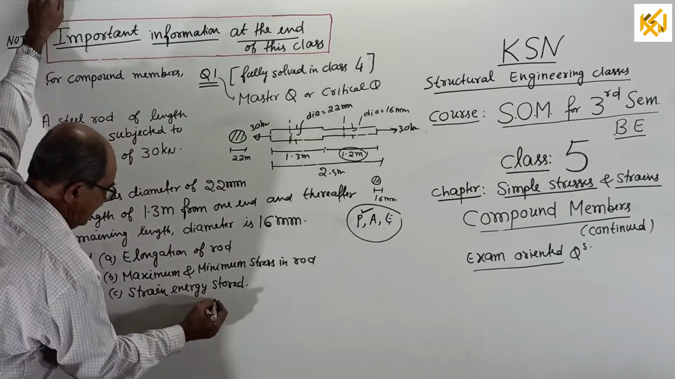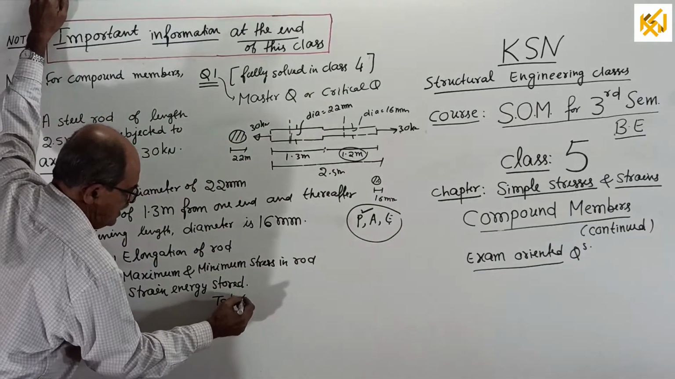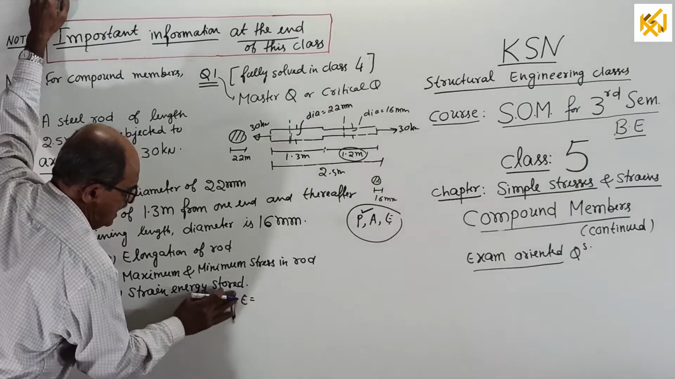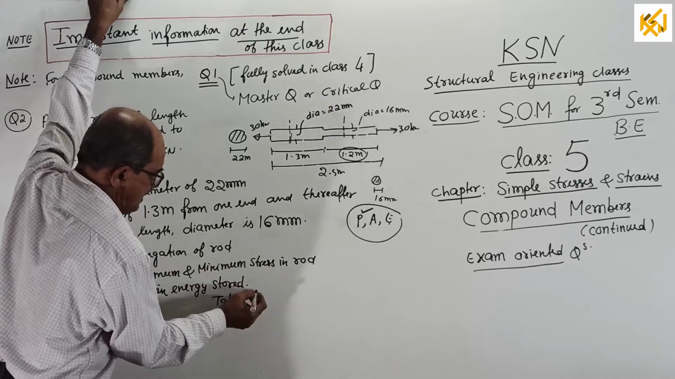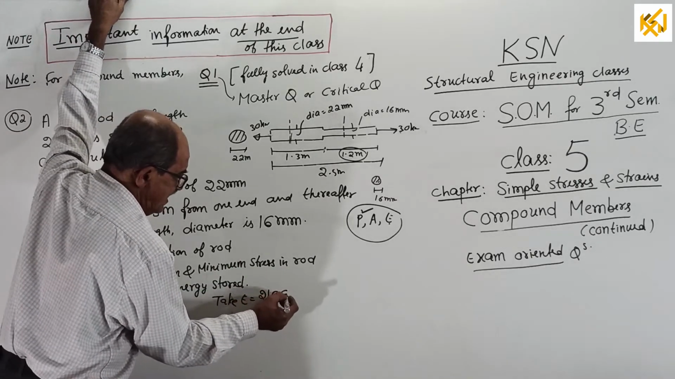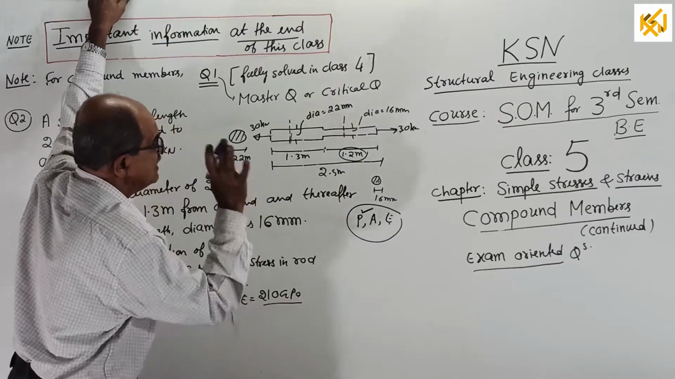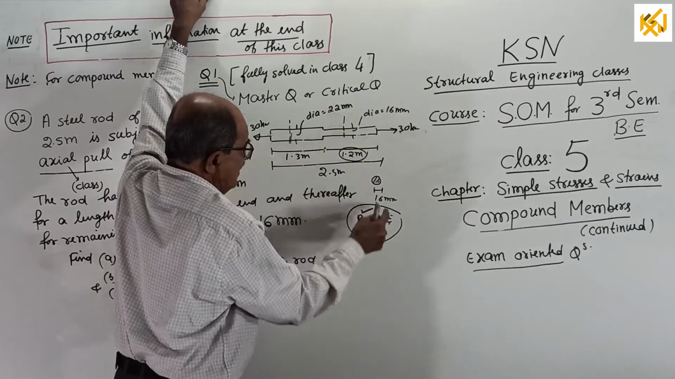And they told steel rod. I think I forgot to write here. Take E equal to, I forgot. Take E equal to, usually for steel, if not given, I will tell later, E you can take 200 GPa. This time they told 210 GPa. They told it 210 GPa. Okay, accept it. Now, both are having the same material.